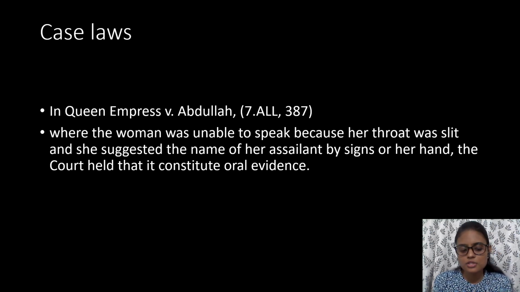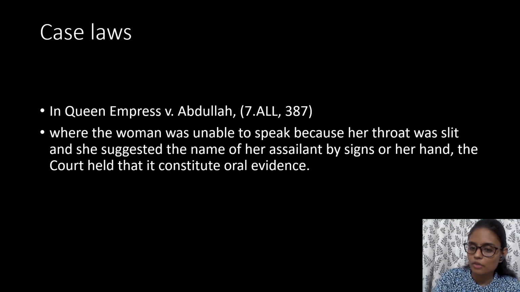What the court did in this case was consider all the gestures as oral evidence. Where the woman was unable to speak because her throat was slit, and she indicated the name of her assailant by signs of her hand, the court held that it constituted oral evidence. So this was an advanced version of the definition of oral evidence. Oral evidence is basically the word of mouth, but here the signs made by the deceased were considered a part of oral evidence. Okay, so this is a breakthrough case in the oral evidence category, so that's why it is important.